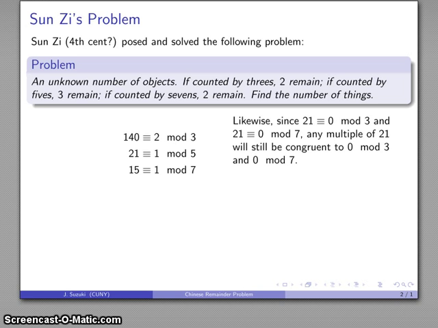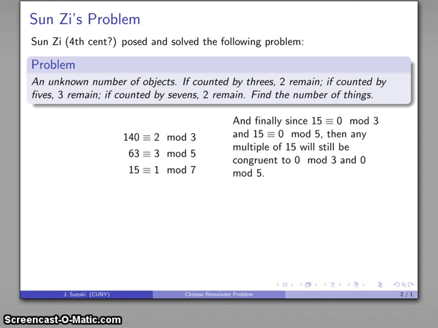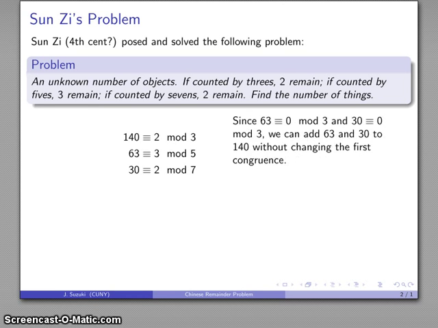Likewise, any multiple of 21 is still going to be congruent to 0 mod 3 and 0 mod 7, and since I want my number to be congruent to 3 mod 5, I'm going to multiply by 3. And likewise for 7, I want something congruent to 2 mod 7, so I end up with this, 30. And here's where all of this got us.